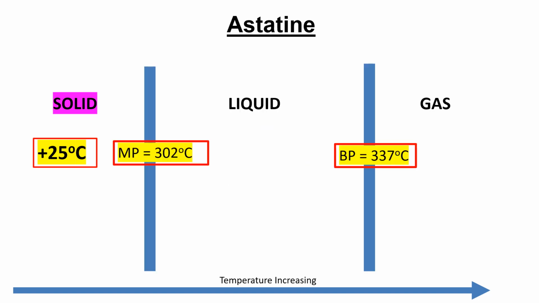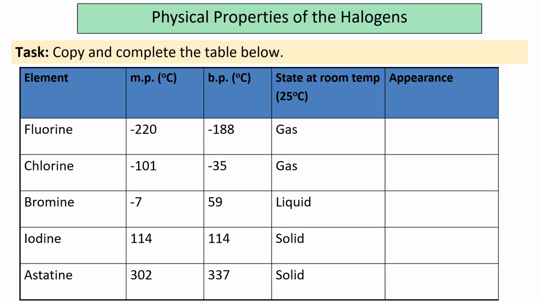And finally, astatine, which has the highest melting point and boiling point, is a solid at room temperature. This is because the room temperature of 25 degrees is below the melting point of 302 degrees. So hopefully your answers look something like this. Fluorine is a gas, chlorine is a gas, bromine is a liquid, iodine and astatine are solids. In fact, bromine is only one of 2 elements of the periodic table that is a liquid at room temperature, mercury being the other. Now we are going to look at the appearance of these elements.